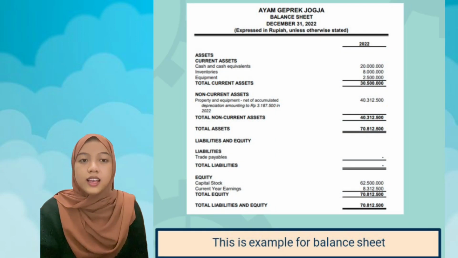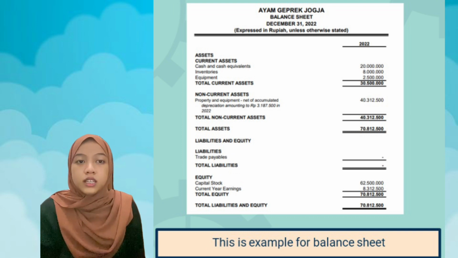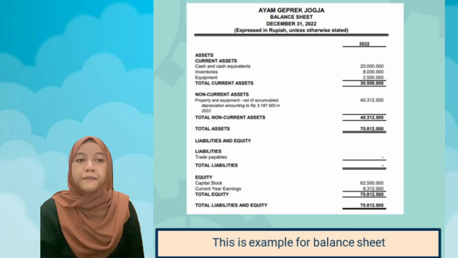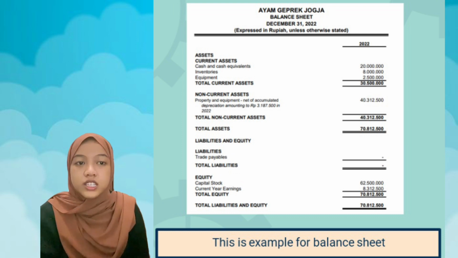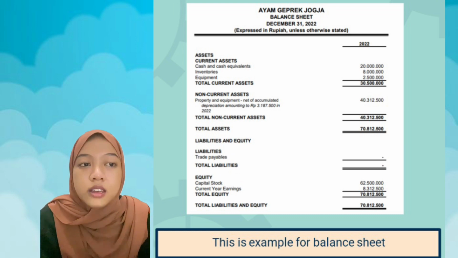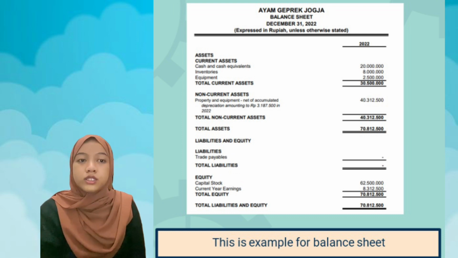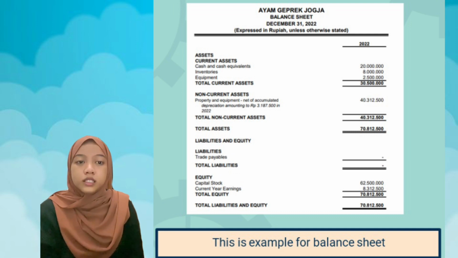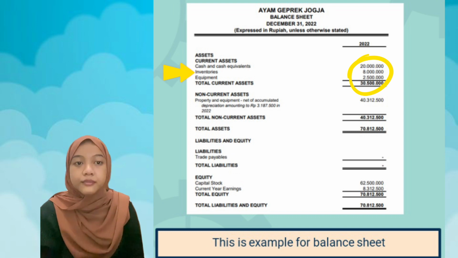First, assets. Assets are divided into 2 mainly. First, current assets. There are 3 parts to current assets. First, cash and cash equivalents is 20 million rupiah. Second, inventories is 8 million rupiah. Third, equipment is 2,500,000 rupiah. And total current assets are 30,500,000 rupiah.